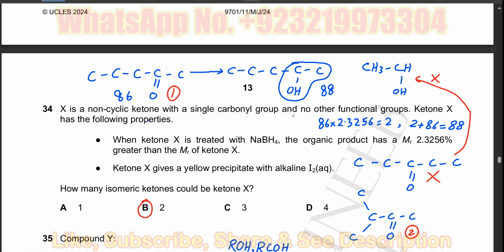Okay, so here's the actual working, another working of the same question. I have shown you how the ketone shows a change from 86 to 88 with the percentage value of 2.3256, and then I am showing the isomers. This is the first isomer, this is the second isomer, and this isomer is not possible because it cannot give me the iodoform test, for which I need this part, which is not present in this structure. So there are only two isomers.